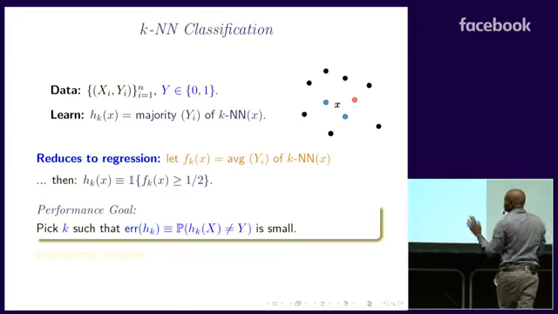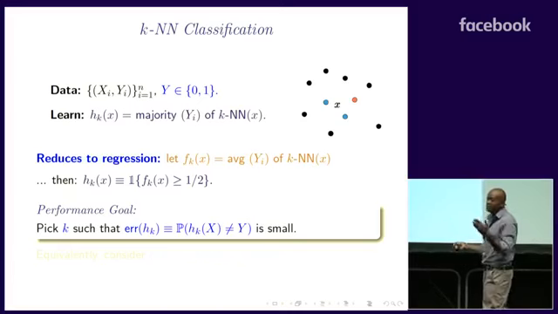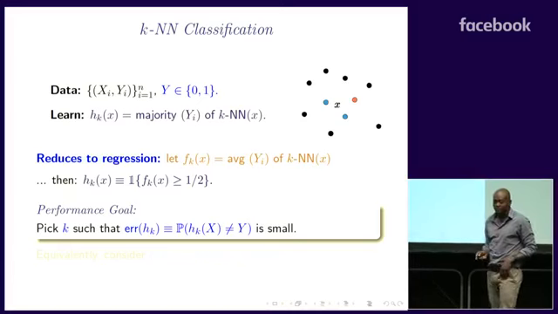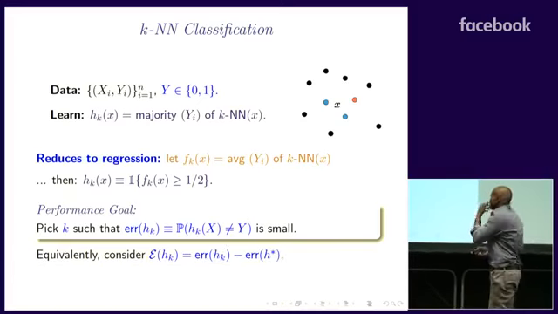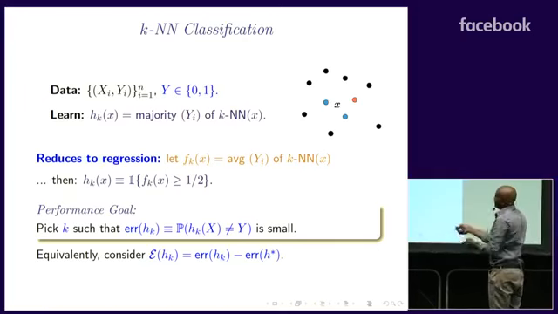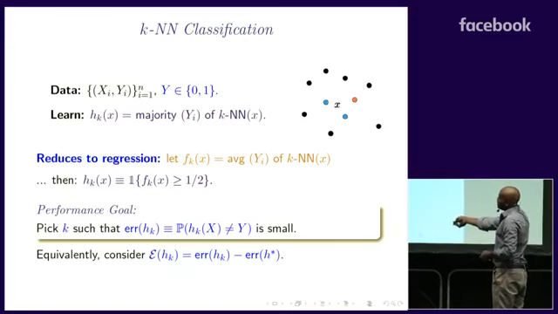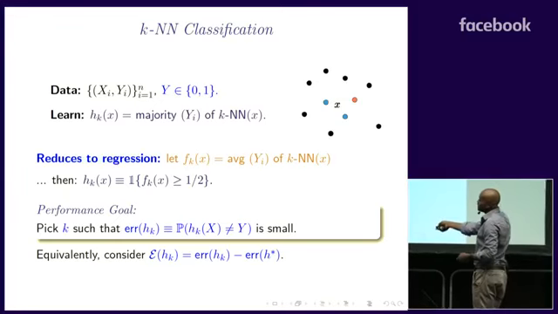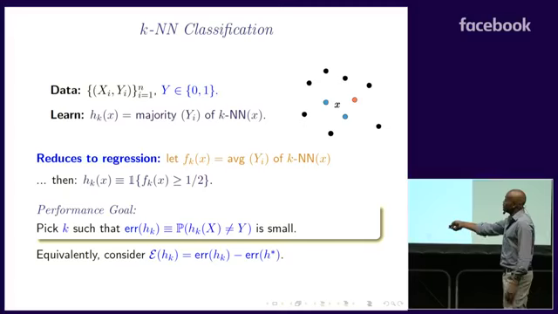So the performance goal is the usual performance goal. We want the 0-1 classification error. Equivalently, rather than minimizing the 0-1 classification error, I can minimize this excess error, the classification error of h_k minus the classification error of the best possible classifier. And usually we call it the Bayes classifier. And I'll define the Bayes classifier in a second.